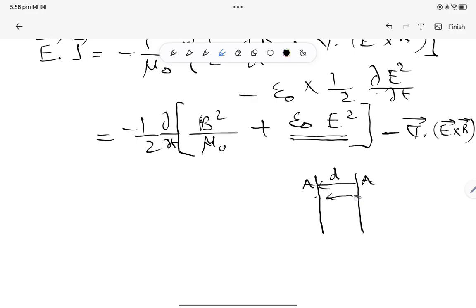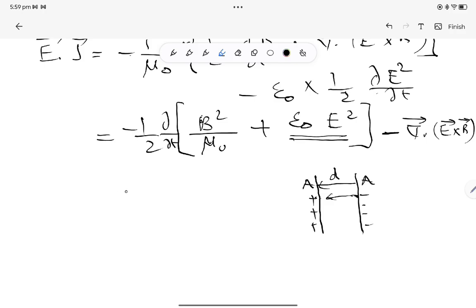Initially it was neutral, but taking out positive ions makes it negative, and depositing those positive ions here makes it positive. Taking out positive ions against the attraction of these negative charges needs work, and depositing positive ions here in presence of other positive ions needs work. So this work is stored in the electric field between the plates. The question is how much work and hence how much energy is stored. We have already calculated that.